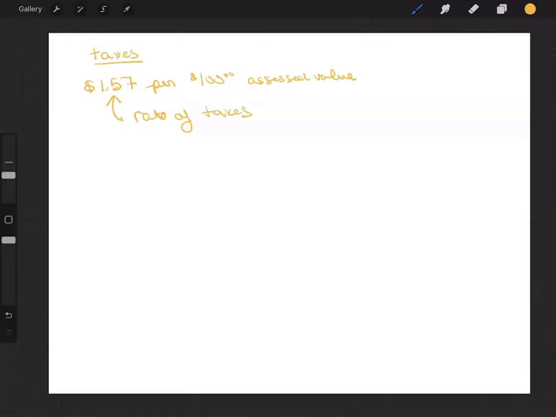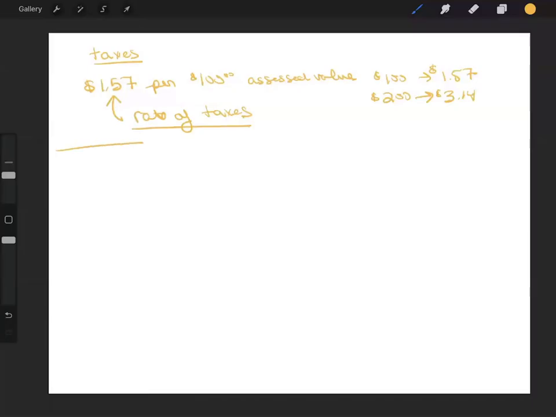If something was worth $100, you would owe $1.57. If it's worth $200, then you take that 1.57 times 2, and it would be $3.14 as your annual taxes. That makes sense to you, correct? Yes.